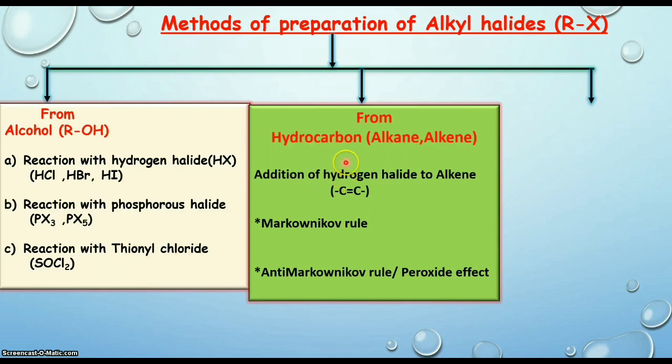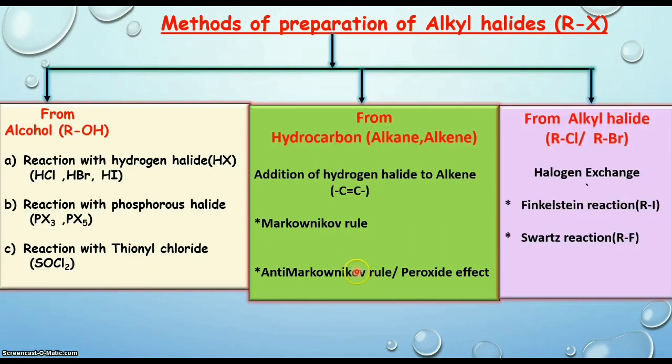The next method is preparation of alkyl halide from hydrocarbon, that is, it may be alkane or alkene. Here, addition of hydrogen halide, that is HX, to alkene gives alkyl halide. But different types of alkyl halide products are formed based on Markovnikov's rule or anti-Markovnikov's rule.